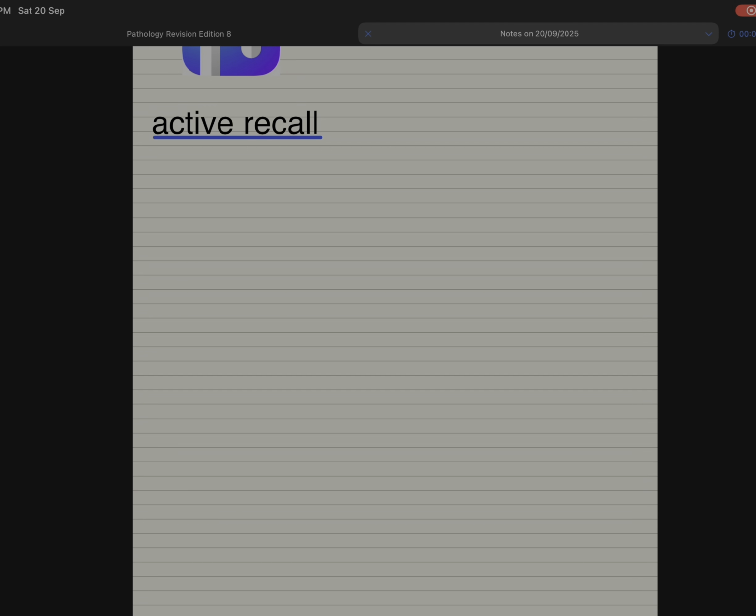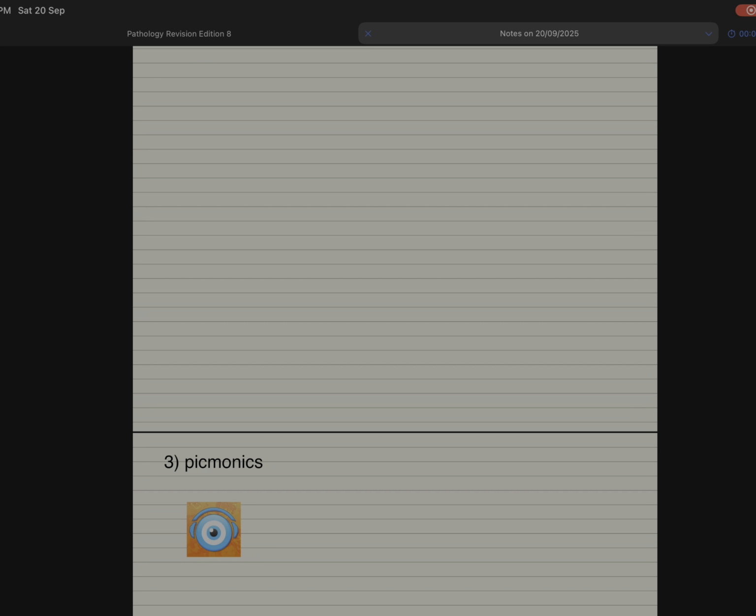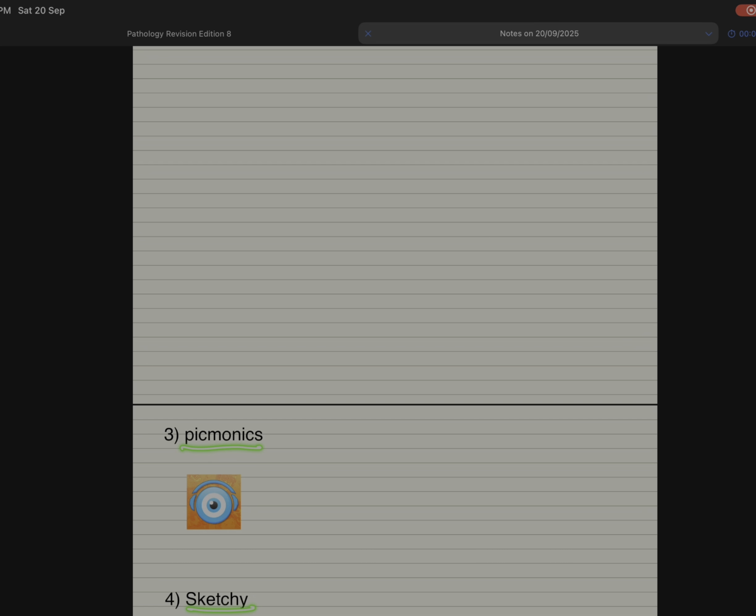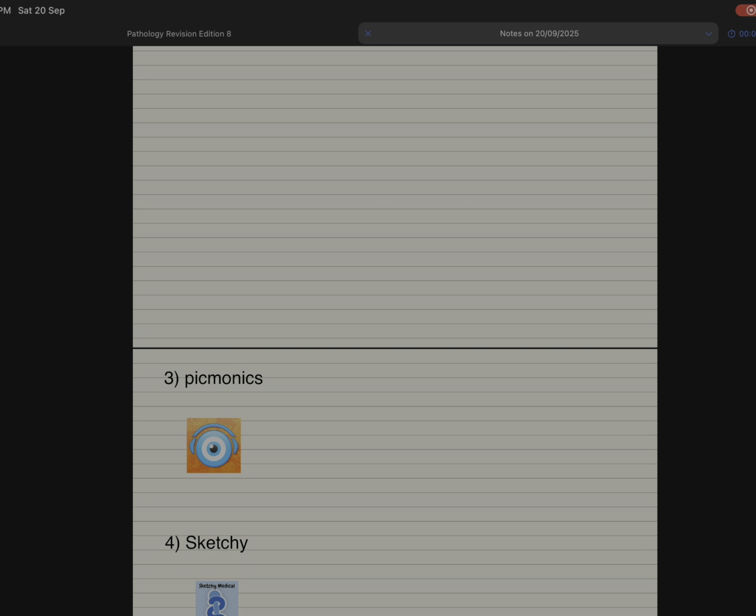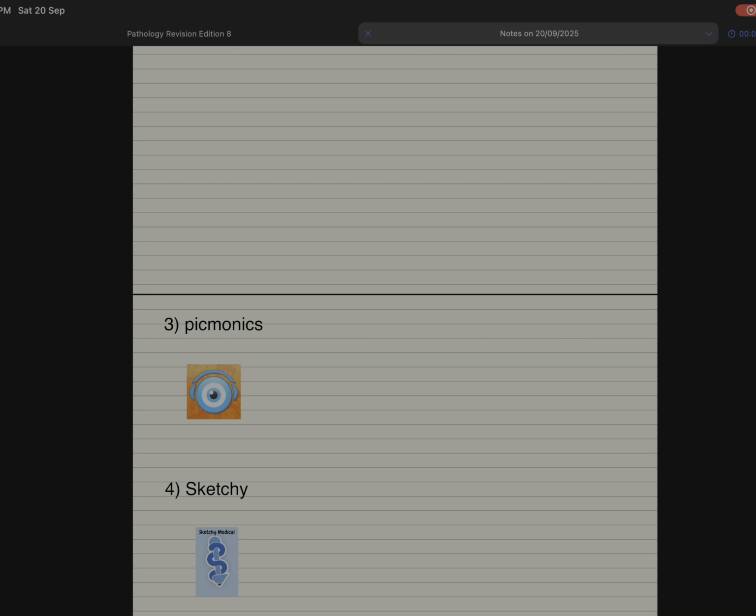Another app that I found very useful is Picmonic and Sketchy. They are pretty expensive. Sketchy is not an app; it's web based. I think Picmonic is around 20,000 per year, and Sketchy is much more expensive than this. But the good thing is that I think the older versions are available. All the videos are available for free in Telegram. So if you want to, you can check them out.